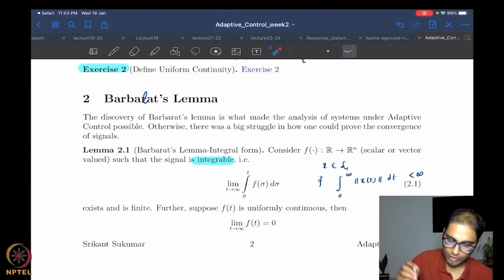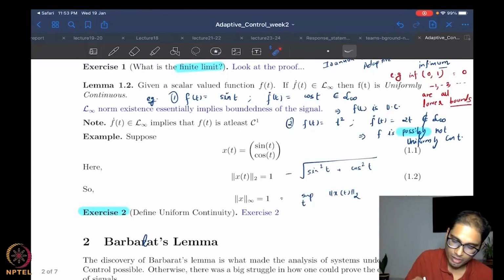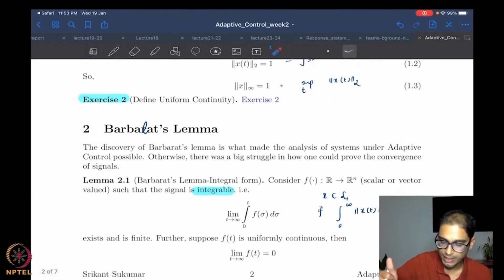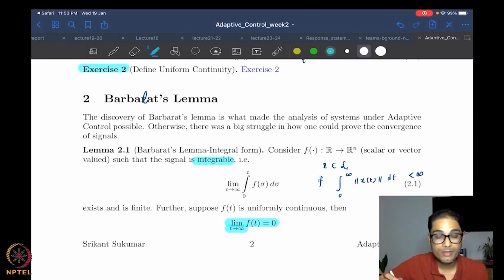So the first condition on this function that takes time as an argument and gives out a vector is that it is integrable, and the second condition is that f is uniformly continuous. Remember, we already talked about uniform continuity here. So it's already showing up in Barbalat's lemma. If a function is integrable and it's uniformly continuous, then it converges to 0 as t goes to infinity. Rather powerful result.